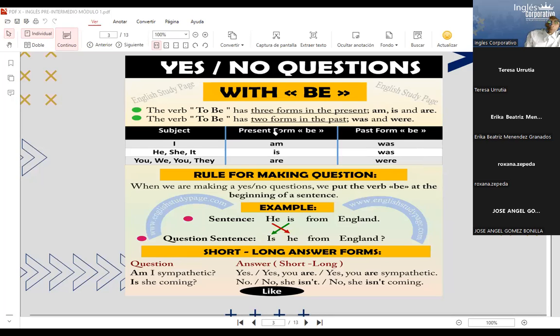Okay, what's the rule? The rule to make any question is, first of all, the auxiliary verb and then the subject. After that, the complement. Like this. This red circle, what's the name of this? Verb be.